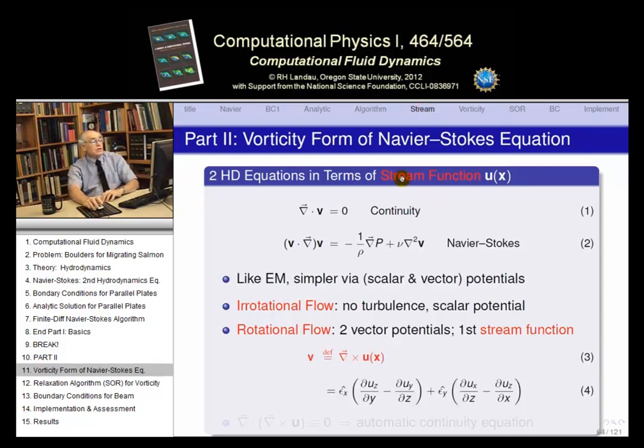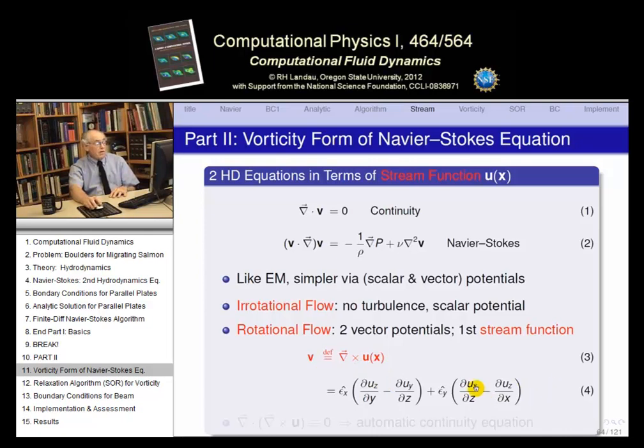So we introduce what's known as the stream function u of x. It's a vector function, u, of a vector variable x. And it's defined so that the curl of u, del cross u, is the velocity. So u is like the potential, and just like the derivative of the potential gives you the field, here the velocity field is determined by the curl of the stream function. It's like A: del cross A gave you the B field. Here del cross u gives you the velocity field.